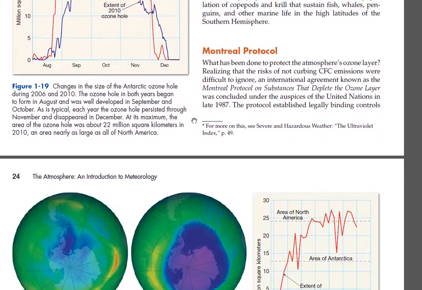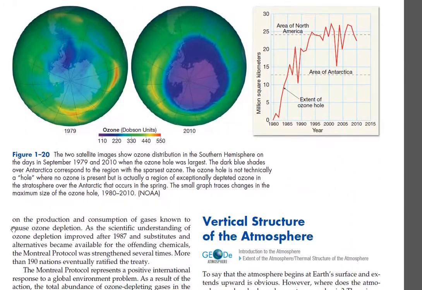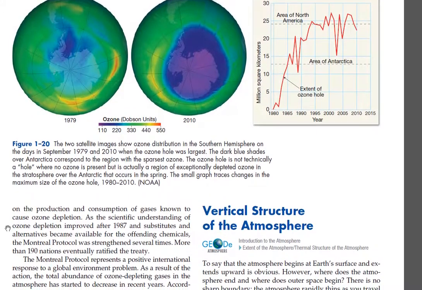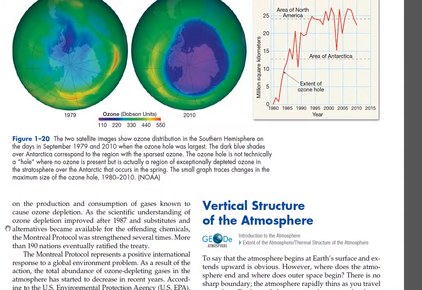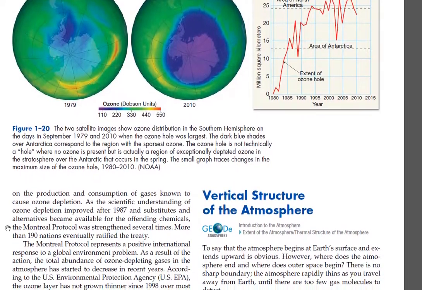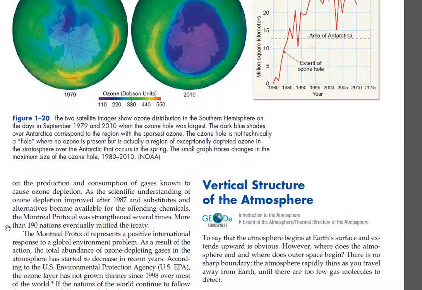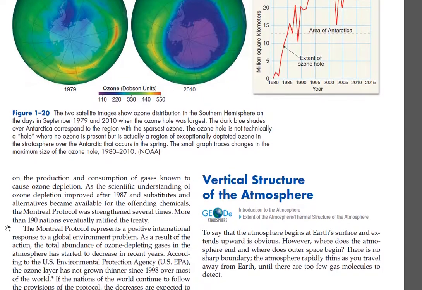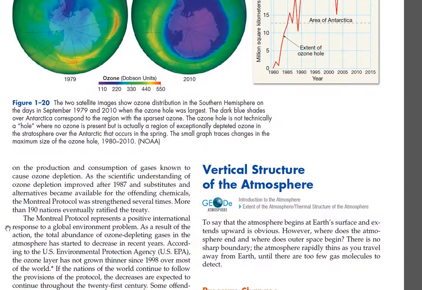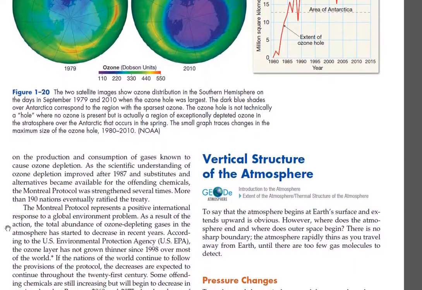The protocol established legally binding controls on the production and consumption of gases known to cause ozone depletion. As the scientific understanding of ozone depletion improved after 1987 and substitutes and alternatives became available for the offending chemicals, the Montreal Protocol was strengthened several times. More than 190 nations eventually ratified the treaty. The Montreal Protocol represents a positive international response to a global environment problem.